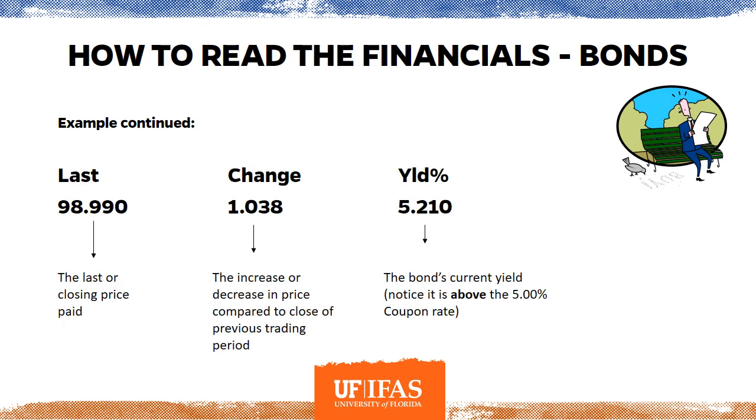So on the last screen, we actually already looked at the last price paid for buying into this bond, $98.99, and that was a positive change of $1.03, almost 4 cents, compared to the close of the previous trading period. So the cost of this has actually gone up a little bit, and the yield on this bond, notice it's above the 5% coupon rate. This bond's actually doing better than they expected it to. So it has a 5.21% yield rate. So you can stand to make some money off this bond if you invested in it.